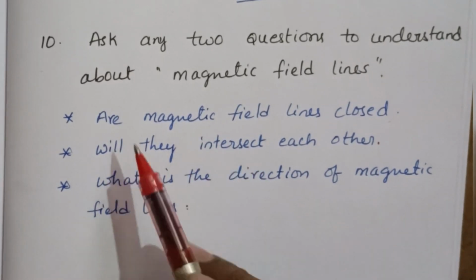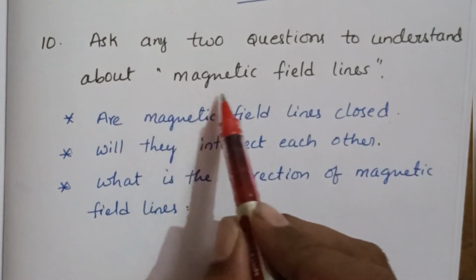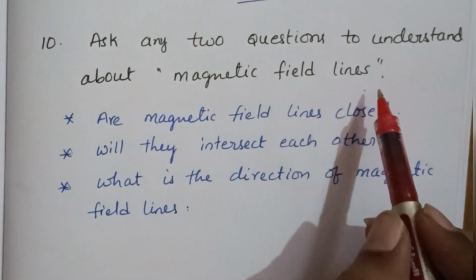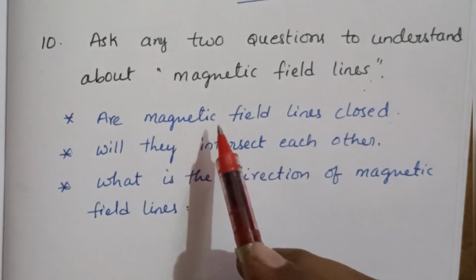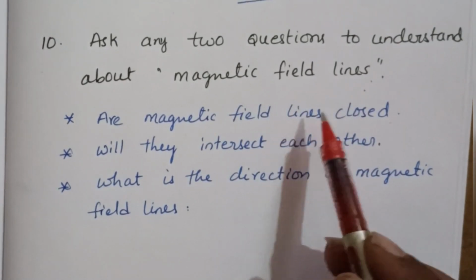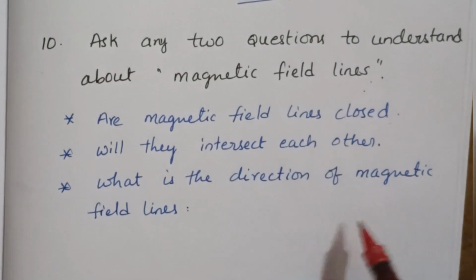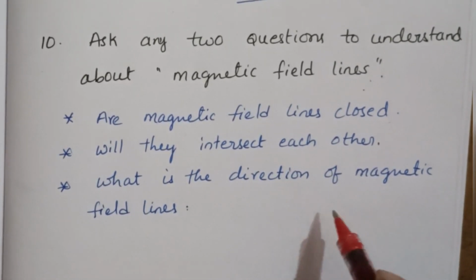So how do we remember these questions? If you know the concept of magnetic field lines clearly, you can ask the questions. First of all, whenever we see magnetic field lines, we get into our mind the shape of magnetic field lines.